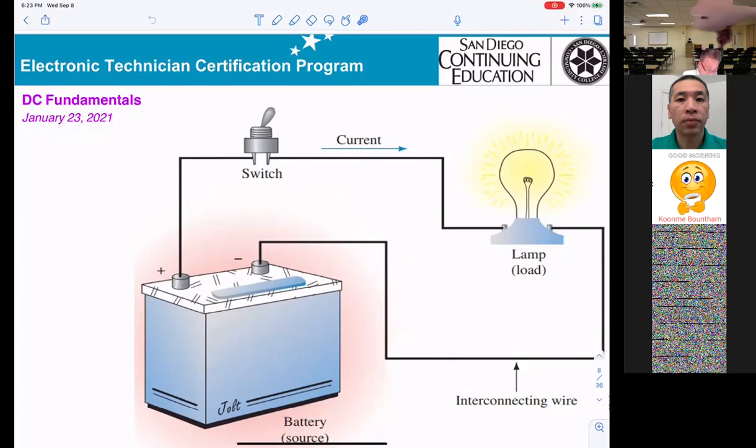Okay. The reason you get the current is that the electron moves from the negative into the positive. This electron is causing the current to flow. So that's why they call it electron current. Okay. So normally we do not deal with the electron current.